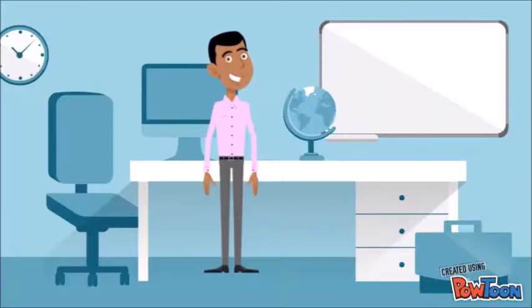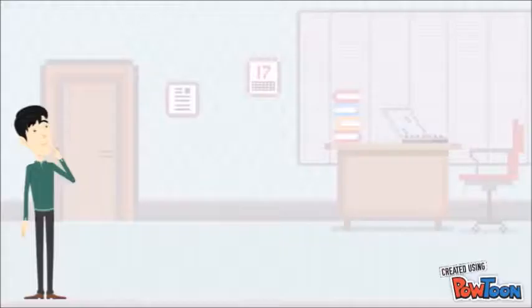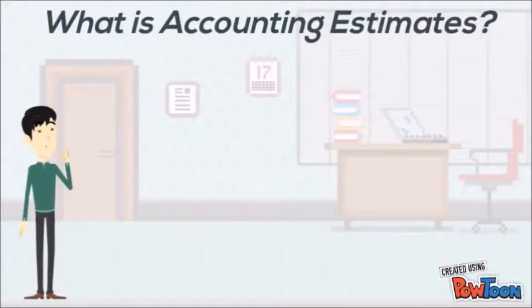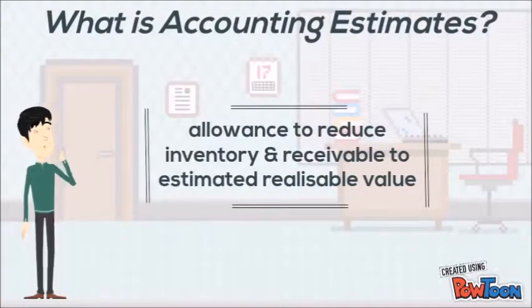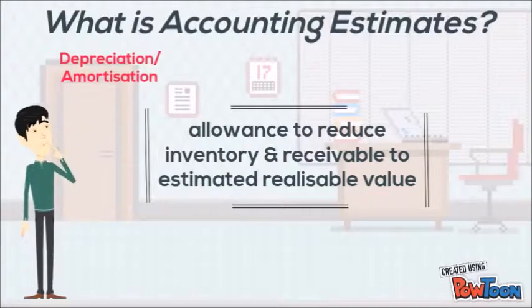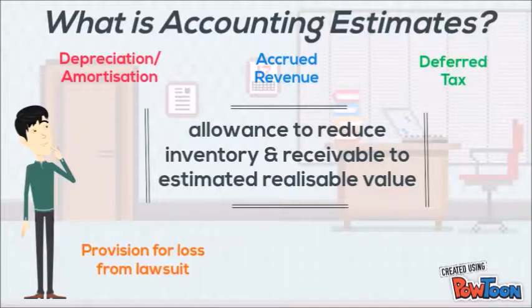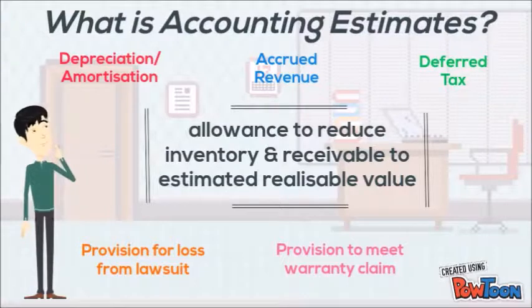Now, let's look at the accounting estimates. So, what do accounting estimates mean here? It is an allowance to reduce inventory and receivables to their estimated realizable value. It includes depreciation or amortization, accrued revenue, deferred tax, provision for loss from lawsuit, and provision to meet warranty claims.